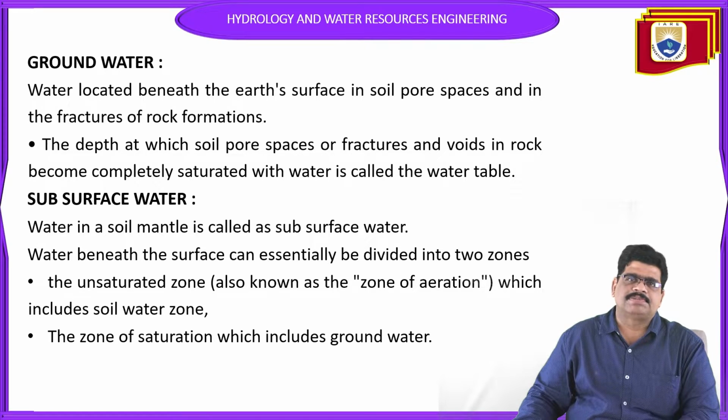Next, what is meant by subsurface water? Subsurface water is the water in the soil material. The water beneath the surface can essentially be divided into two types of zones. The first one is the unsaturated zone, also known as the zone of aeration, which includes the soil water zone. And the second one is the zone of saturation, which includes the groundwater.